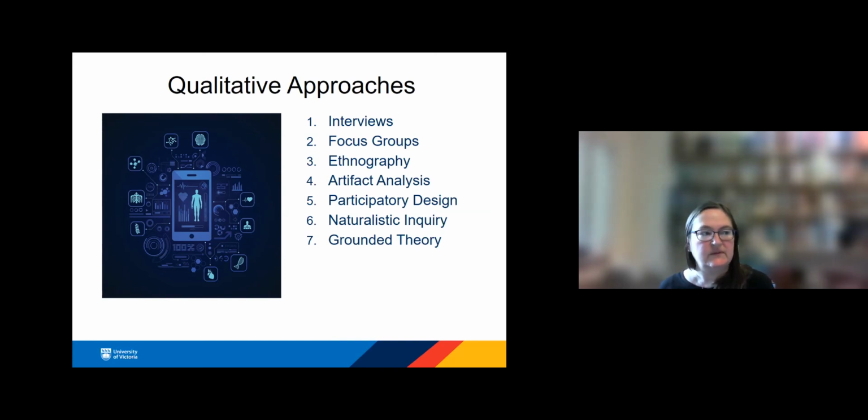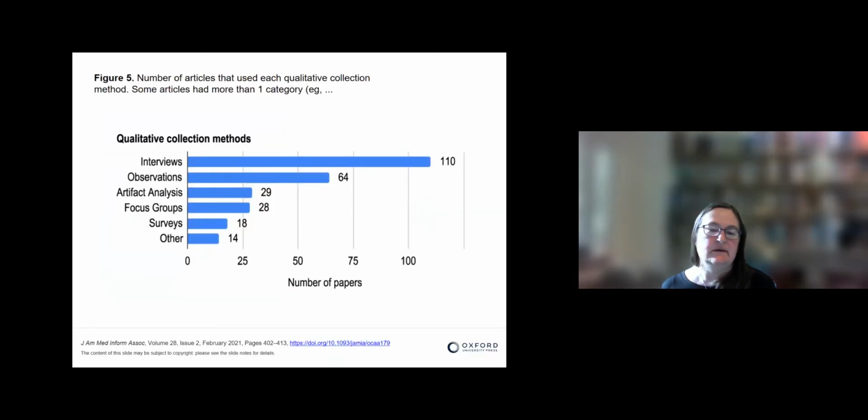I think some groups like to refer to them as user engagement studies, and participatory design approaches were originally pioneered in Scandinavia, where there was a real onus on having individuals participate in the process of designing systems. You can also do naturalistic inquiry as well as grounded theory approaches to evaluation.